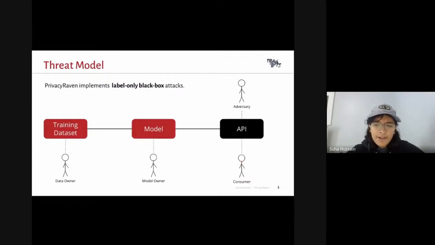Presently, the attacks provided by Privacy Raven use the strongest possible threat model. In other words, the adversary only receives labels from an API that queries the deep learning model. This is known as a label-only black box threat model. A weaker threat model would be white box access, where the adversary can access information about the target, like model parameters or loss gradients. Some black box attacks also assume that the adversary receives full confidence predictions, but by operating in the most restrictive setting for an adversary, Privacy Raven can analyze the worst case scenarios.